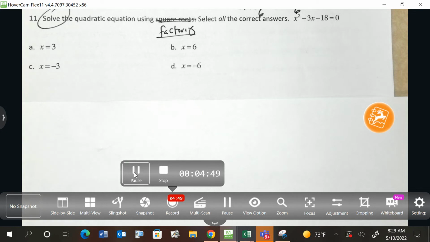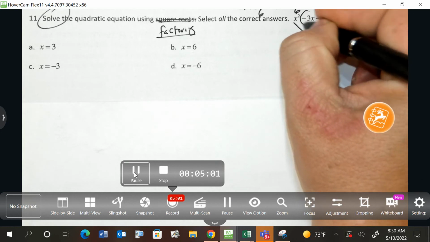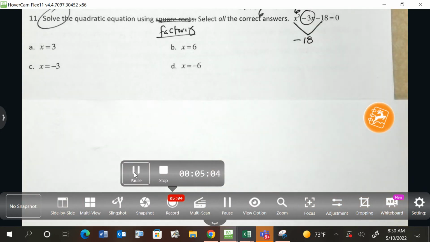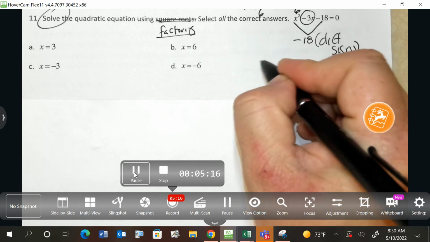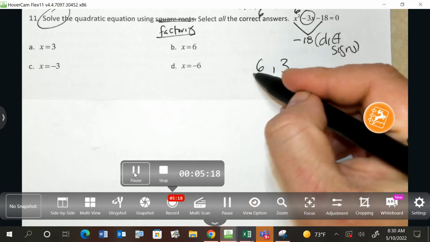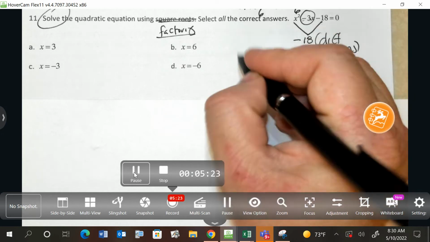Solve by factoring. So the equation is x squared subtract 3x subtract 18. So 1 times negative 18 is negative 18. Can we think of two numbers that multiply to equal negative 18 and somehow combine to equal negative 3? The answers would be 6 and 3. How do I know which one's positive, which one's negative? The larger number will always have this sign. The larger number would be negative.